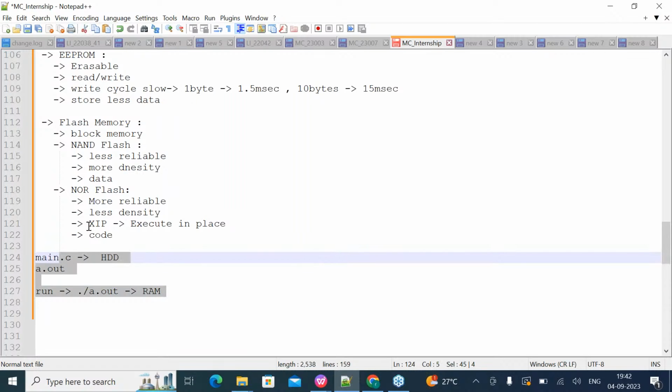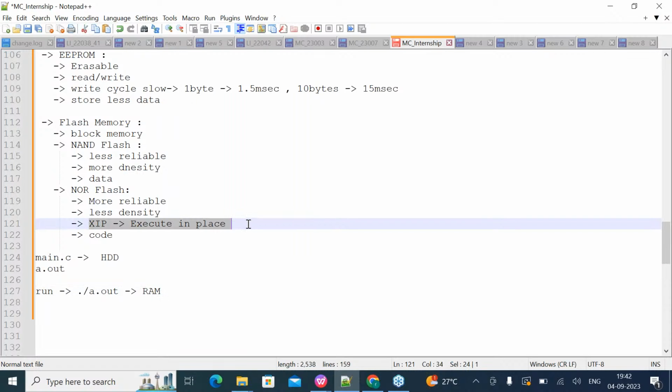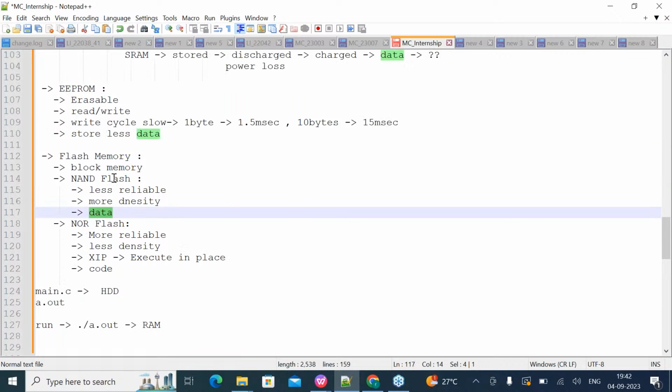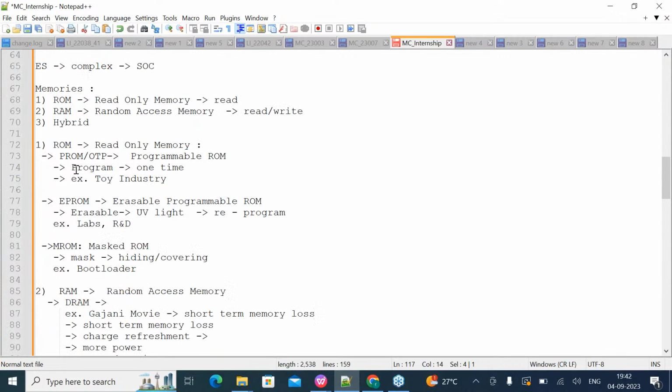But here, since it supports execute in place, if your code is stored in the NOR flash, then there is no need to load it into the RAM. Directly from that memory, it can be executed. And since it is more reliable and supports XIP, it's used for the storage of code. NAND flash is usually used for the storage of data. Understood? So these are the different memories in the embedded system. Getting it, people?